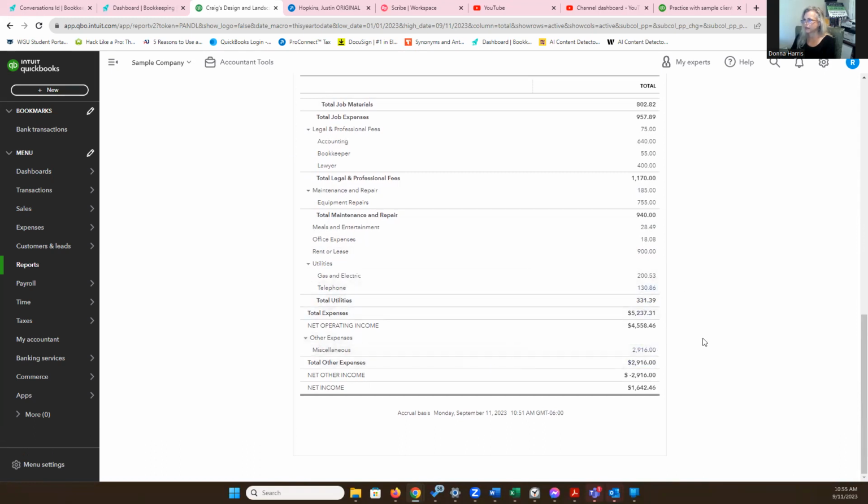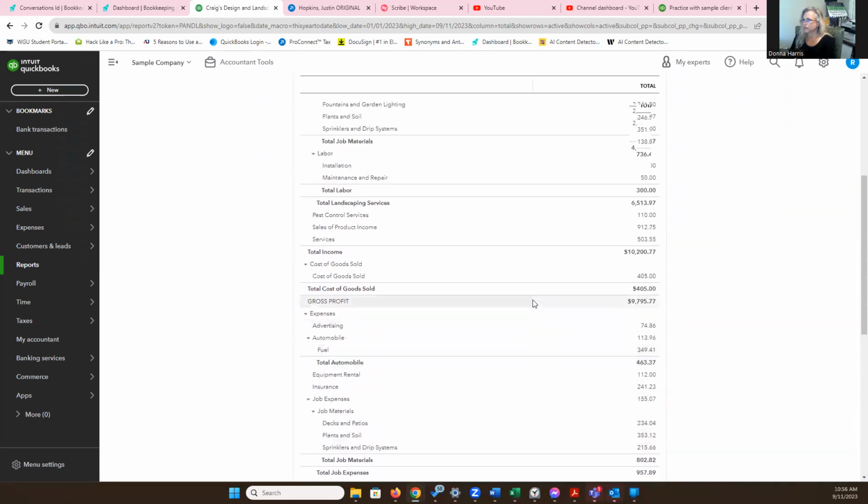And then we have miscellaneous. Now, as an accountant, when I see miscellaneous, I'm thinking there should not be anything in miscellaneous. I can't click into this because it's a sample company. But for one of my clients, I would click into that, find out what it is, and make sure it gets recategorized to the appropriate category, or I would be asking the client about that.